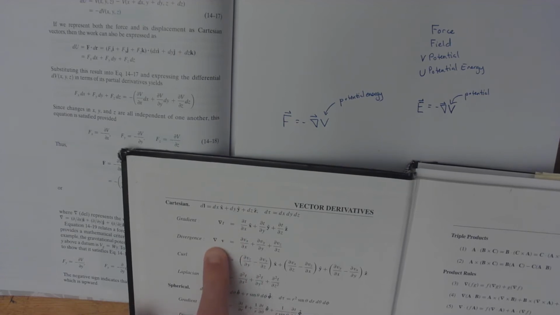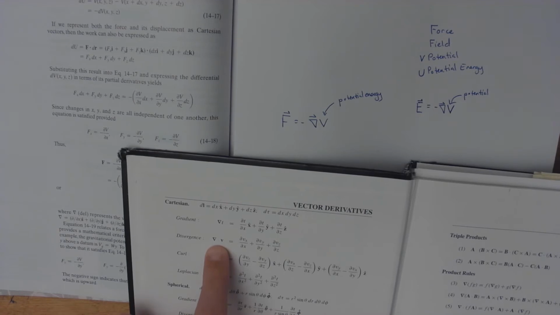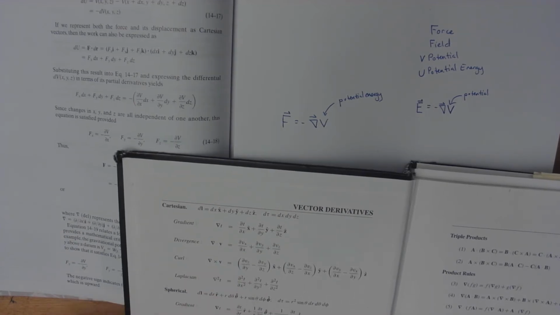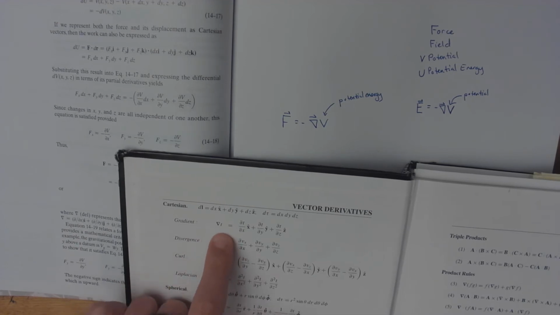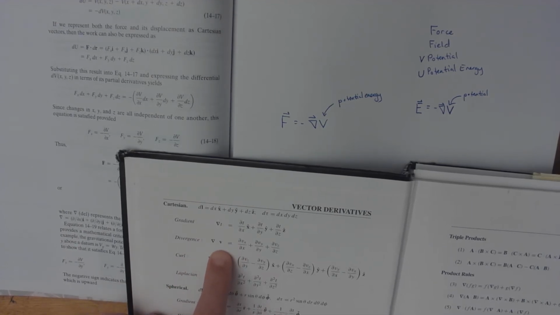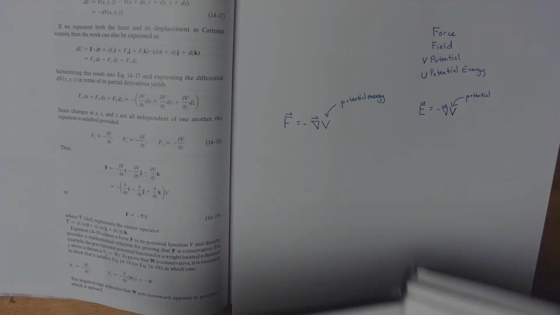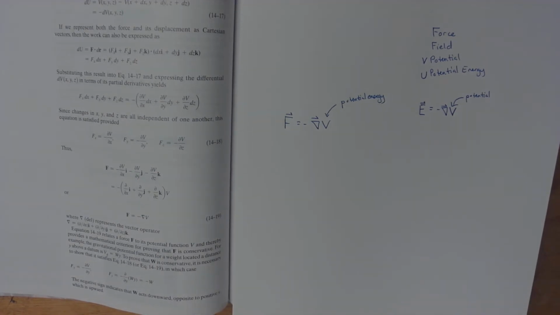You can also take this and dot it with a vector, or you can cross it with a vector. When you dot it with a vector, it's the divergence, and when you cross it with a vector, it's a curl. And even though we're looking at the gradient here, it's important to understand what the divergence and the curl are, or at least to have an idea of what the divergence and the curl are.